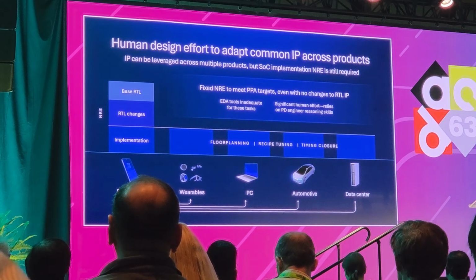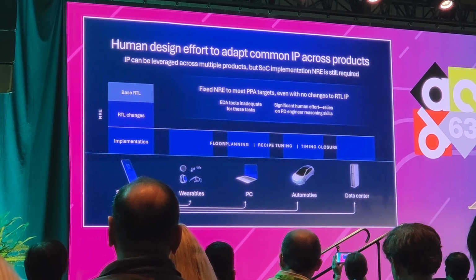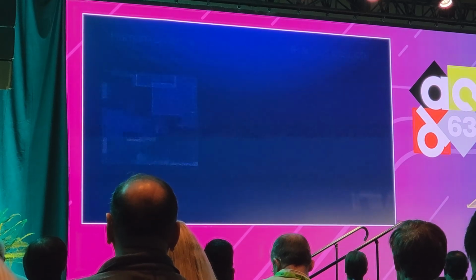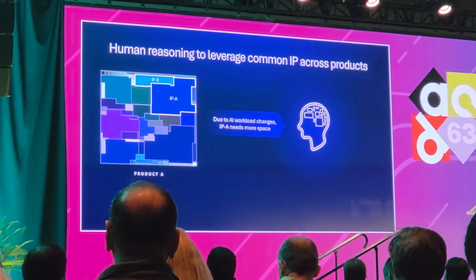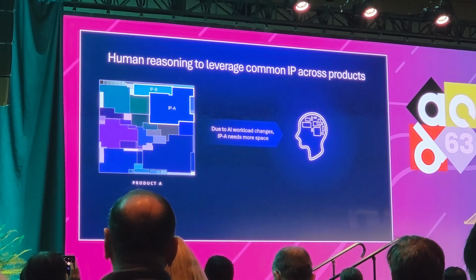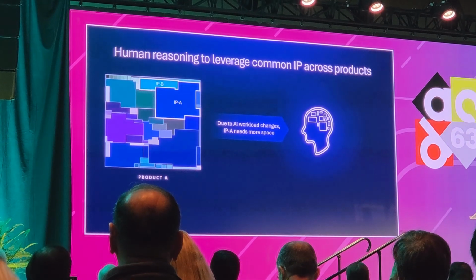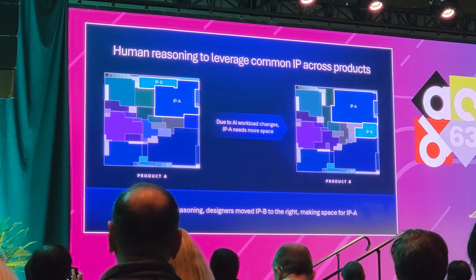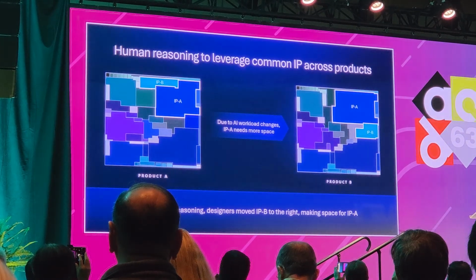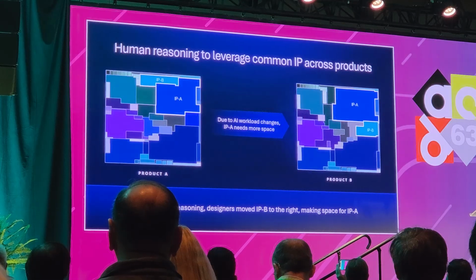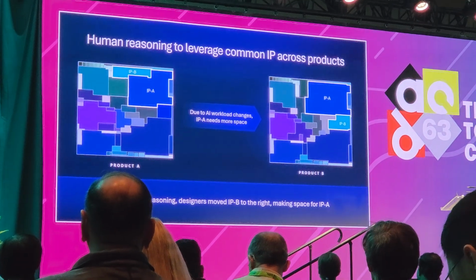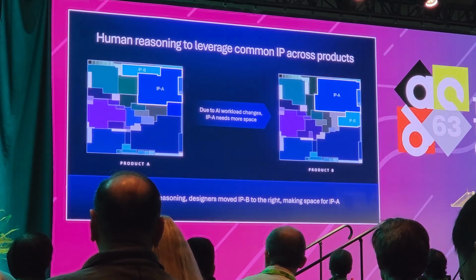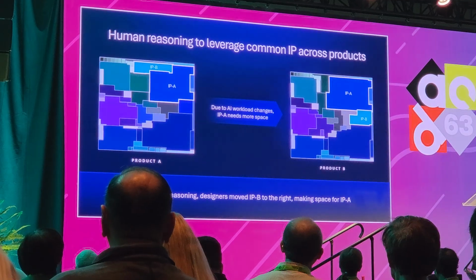As an example of the overhead of the simplest of these tasks, let's say recipe tuning, let's look at two SoCs with common IP and different floor plans. Here is the floor plan for a given AI product, called product A, on the slide. For a new product, due to changes in the AI workload requirement, for example, the core IPA needs to be expanded and increased, so it needs more space. As a result, in the absence of floor planning tools, the designer used spatial reasoning and moved the core IP marked IPB from the top middle to the right middle to allow IPA to grow.